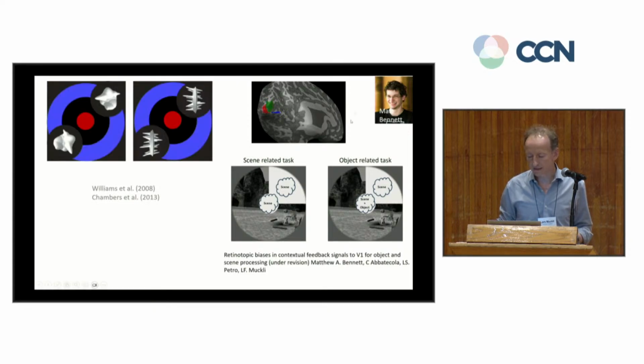We replicated this with more natural scenes. If you make judgments about the objects that are shown in the periphery, and this is task relevant, you can decode it in the fovea. In all other situations, you cannot decode the scenes.